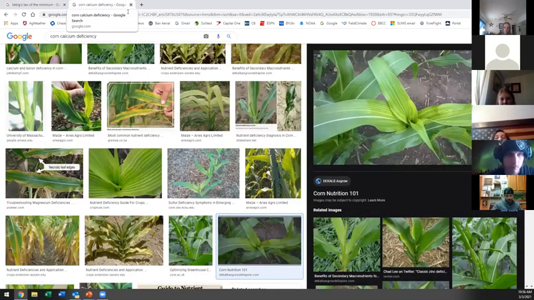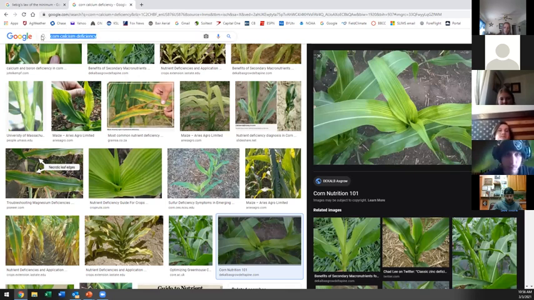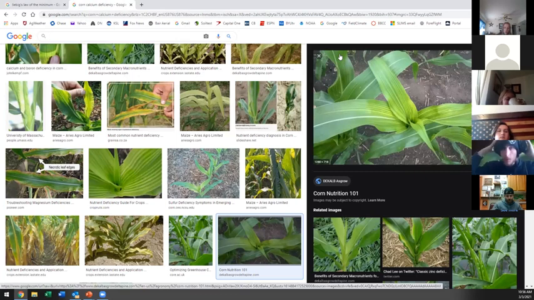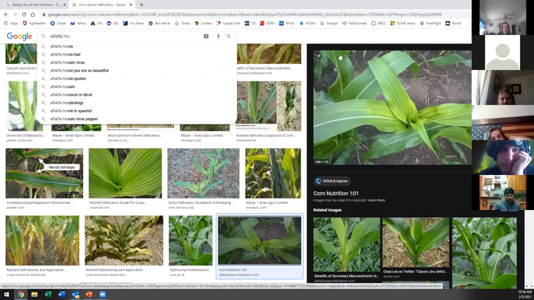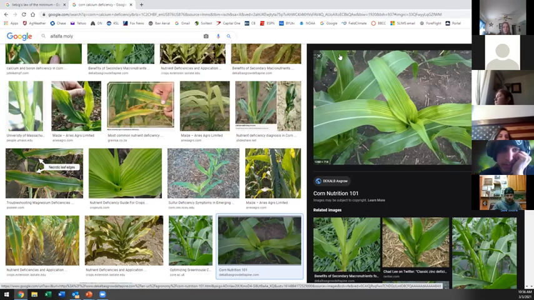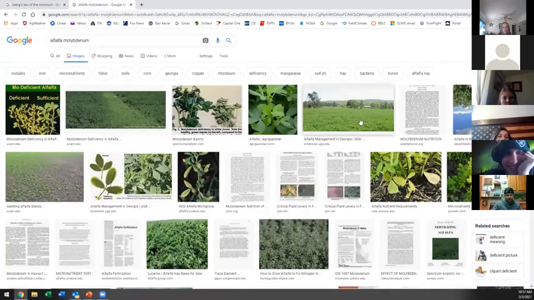Chris, pick a crop. Alfalfa. Joe, pick a nutrient. Molybdenum. Oh my gosh. I knew you were going to say that. Yeah, thanks for spelling it out for me. Molybdenum. It's the only way to remember that.